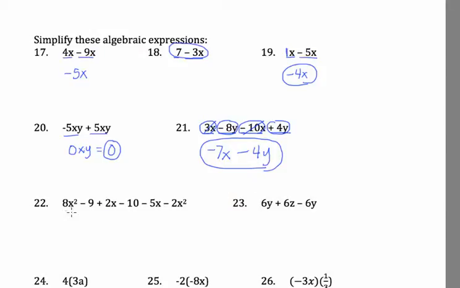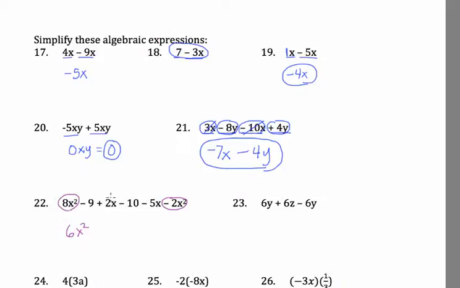Right here, I have a lot of terms. Let's split them up by color. Let's see, I have a positive 8x squared and a negative 2x squared. So those are like terms. So they can be combined. Nothing else has just the x squared in it. So 8x squared minus 2x squared is 6x squared.